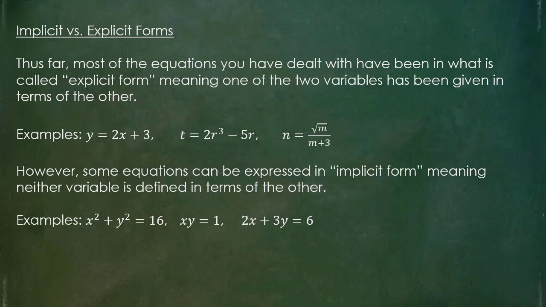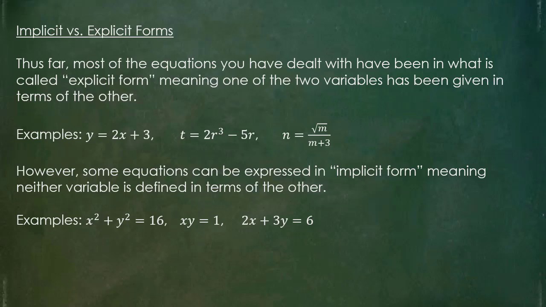However, there are some others that have been presented to you guys in implicit form. For example, like an equation of a circle. The first example here, x squared plus y squared equaling 16, where notice neither variable has been defined in terms of the other. They're actually both kind of intermingling on the same side of an equal sign.